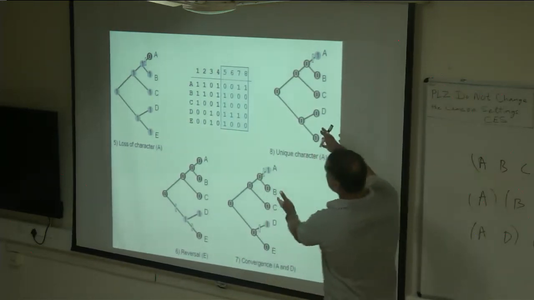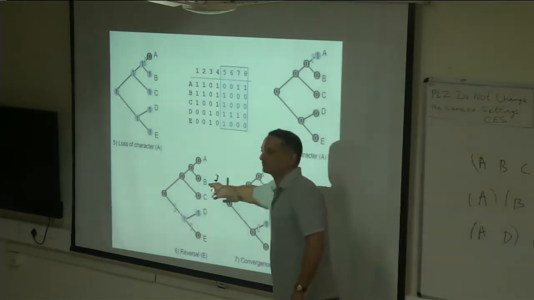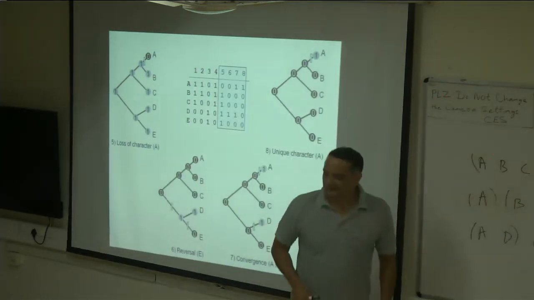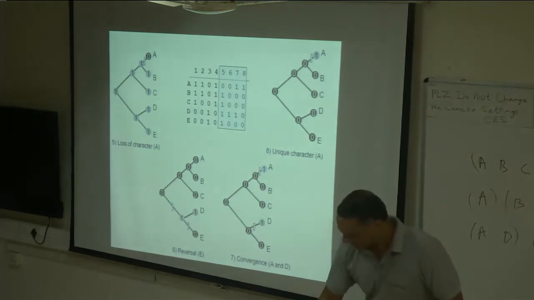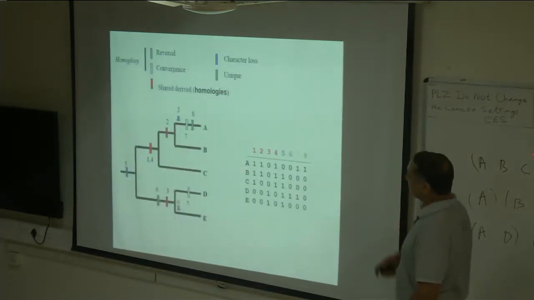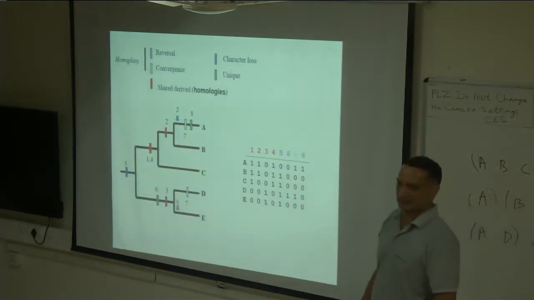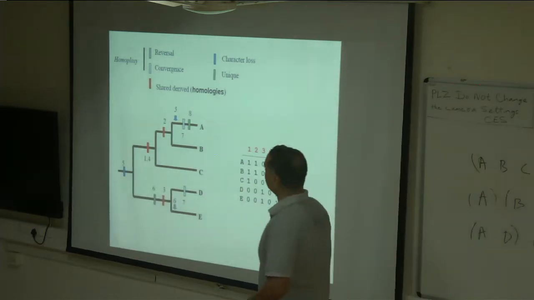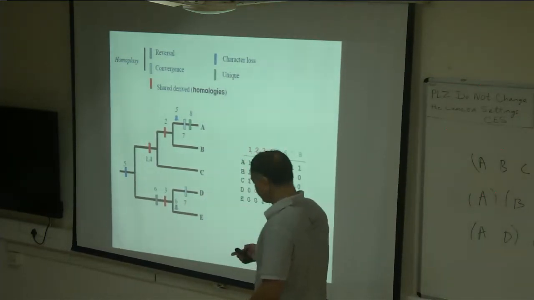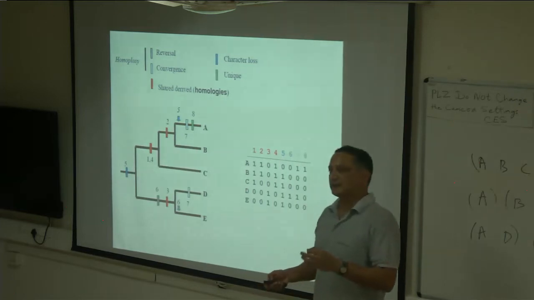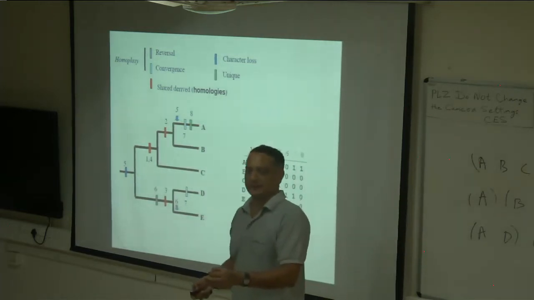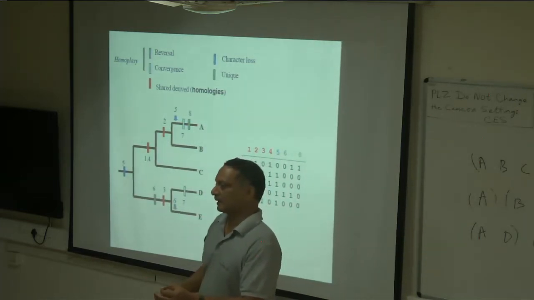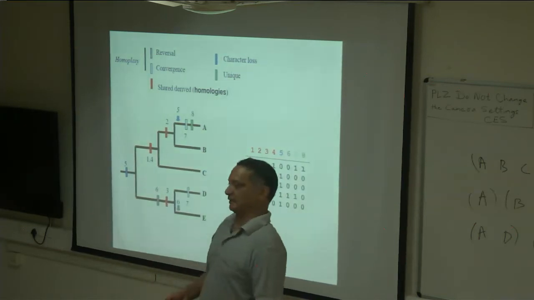But we know all that because we have the tree. Now the question is, how do we get the tree? So again, we use the principle of parsimony. And the principle of parsimony is basically the principle of endorsing the simplest solution as being the most likely solution.